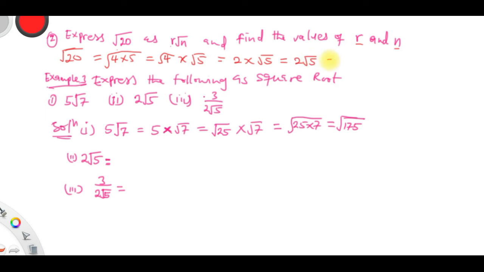Do you see that this is equivalent to r root n? So what will be r and what will be n? r is what is in front, and n is what is under the square root sign. Hence r is equal to 2 and n is equal to 5. It is interesting and enjoyable, not difficult at all.